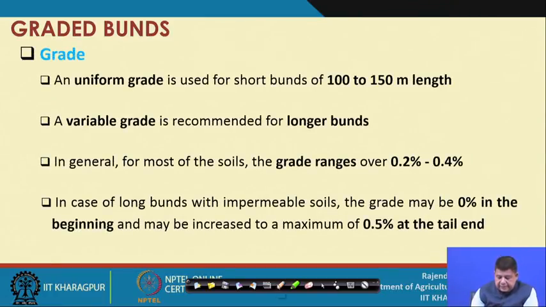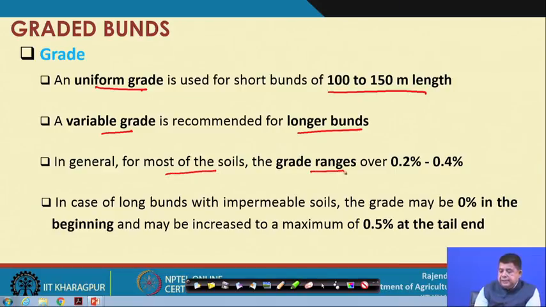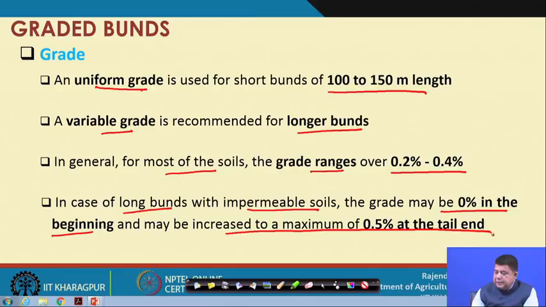Now, as far as grade is concerned, a uniform grade is used for short bunds of 100 to 150 meters, and variable grade when the bund length goes beyond 150 meters. For most soils, the grade ranges from 0.2% to 0.4%, but in case of long bunds with impermeable soils, the grade may be 0% in the beginning, that is the variable grade we are talking about, and may be increased to a maximum of 0.5% at the tail end. So, the general recommendation is 0.2 to 0.4%, but for a longer bund it could start from 0% in the beginning and go as high as 0.5% at the tail end.